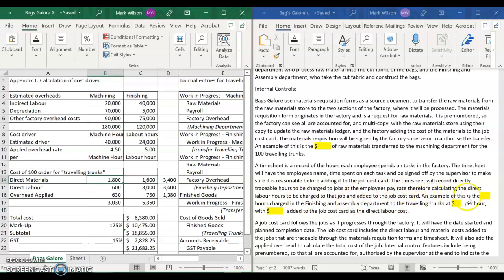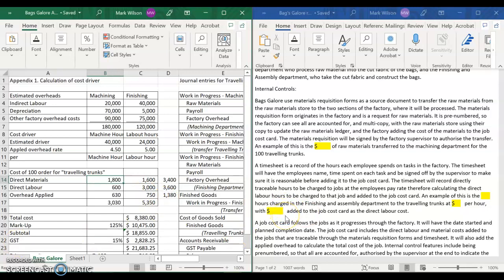And so then an example of this is the hours charged in the finishing department. For this job, you have to look at your book, page 280, and you'll see there's 150 hours charged to the finishing department for direct labour in that last box down the bottom. And you can talk about as a cost of direct labour, $20 per hour, so 3,000 will be here.